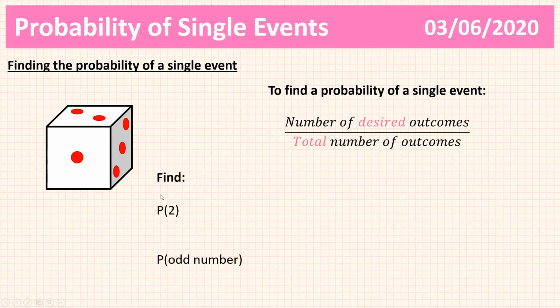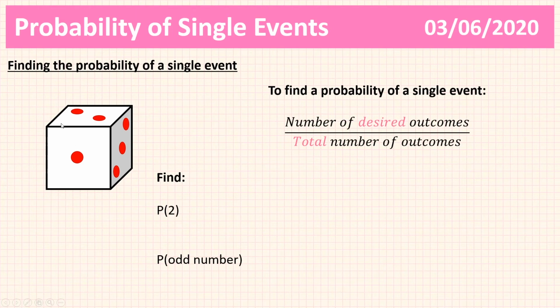So let's have a look. What if I wanted to find the probability of 2? So P bracket 2 means the probability of rolling a 2 on this dice that I've got there. Well, pause the video and have a go at answering these two questions, and then I will tell you what the answers are in a second. Okay, so now let's have a look at these questions and how we could answer them.